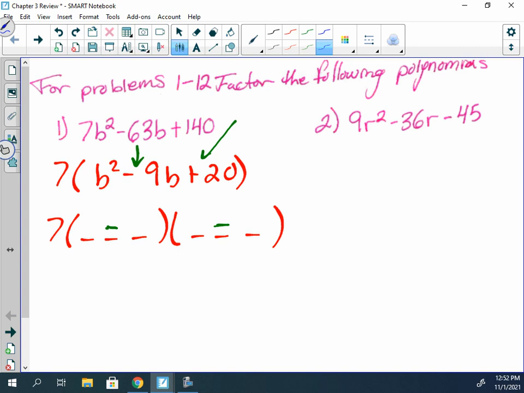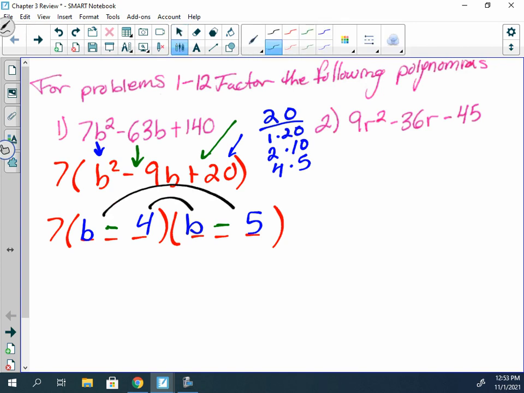Then after we find the signs, we need to find the factors of the first and third term. The only factors of b squared are b and b. Now the factors of 20 are 1 times 20, 2 times 10, and 4 times 5. Which one of these factors do we want to try first? 4 times 5. So we'll plug in 4 and 5.